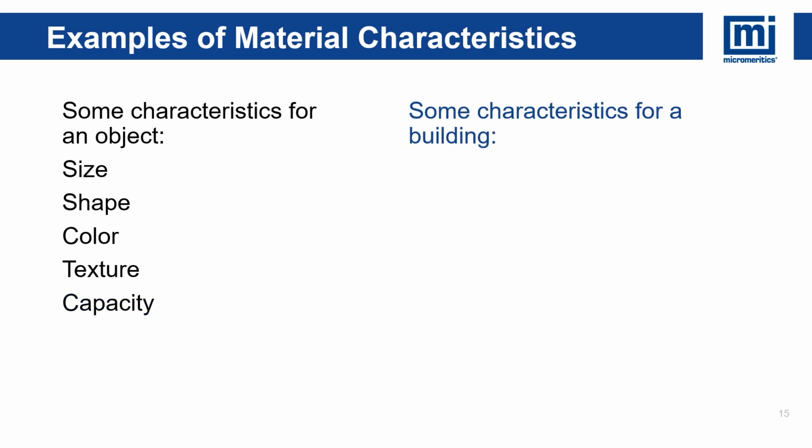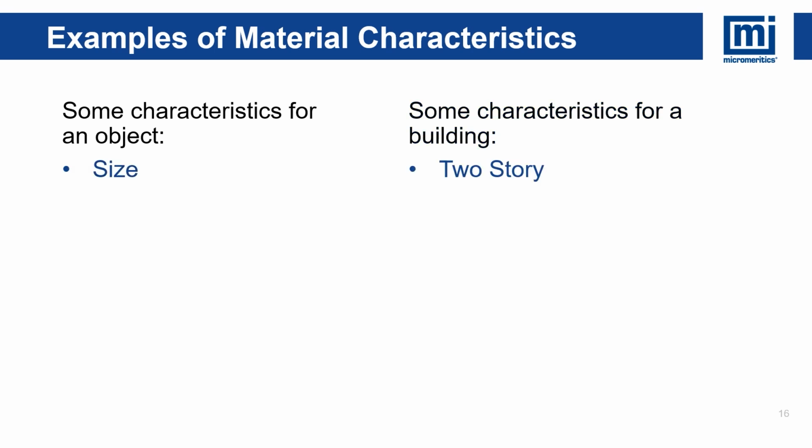Okay, for our familiar object, let's look at some of the characteristics for a building. One of the characteristics related to size may be the number of floors the building has. So we could describe the building perhaps as two-story.